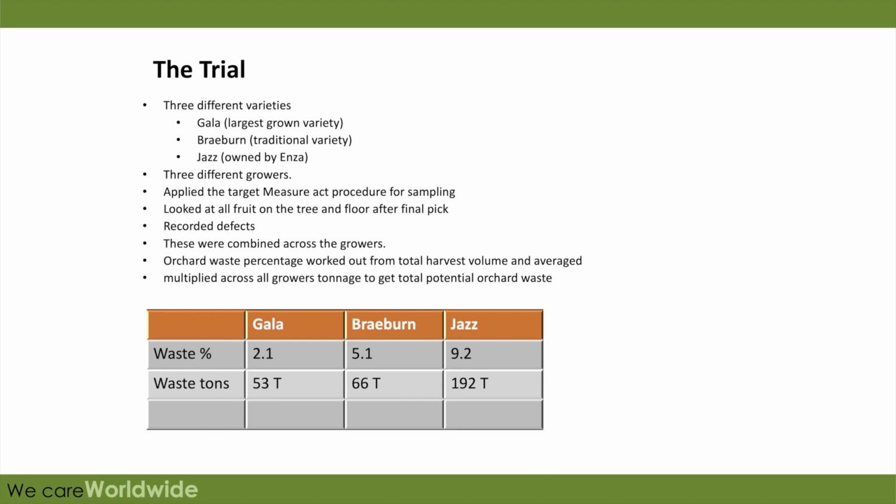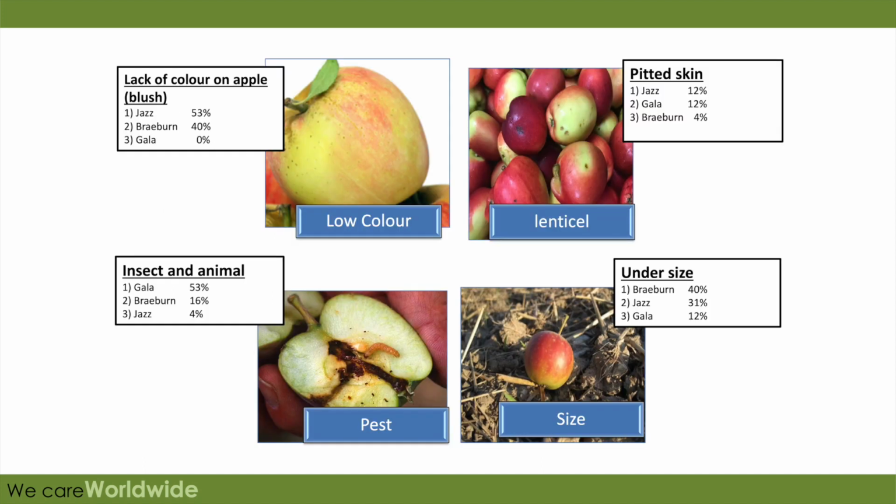Like I mentioned, it's a very high yielding crop, so 2.1% waste is a high tonnage. But you see at the other end of the spectrum, Jazz, 9.2% waste. And so that was a very interesting comparison, while Braeburn sat in the middle at 5.1. As you can see, the tonnage waste across the 3 growers' opportunities there is significant and something that we then needed to pursue.